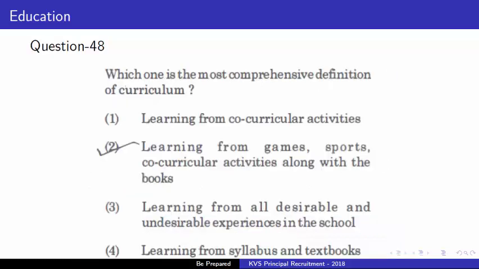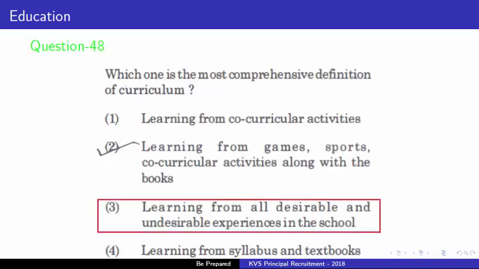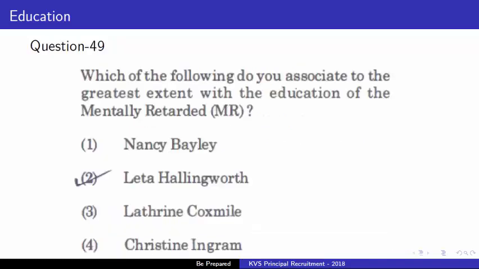Next 48th question is, which one is the most comprehensive definition of curriculum? Options are number 1, learning from co-curricular activities. Second option is learning from games, sports, co-curricular activities along with the books. Third option is learning from all desirable and undesirable experiences in the school. And the last option is learning from syllabus and textbook. Right answer is option 3rd, that is learning from all desirable and undesirable experiences in the school.